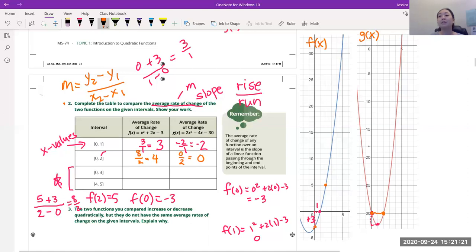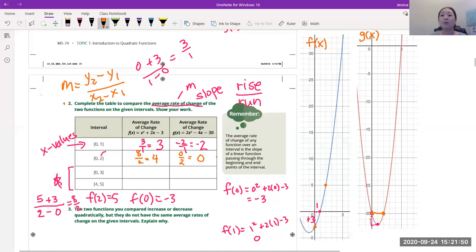And for G of X, at X equal to 0, it's going to be right here at -30. And then at 1, it's going to be right over here at -32. And so we're going to just do rise over run. In this case, we're not actually rising, we're falling, I guess. So that would be -2, so it's 2 down, and then 1 to the right. That's why we had -2 over 1, which simplifies to -2.